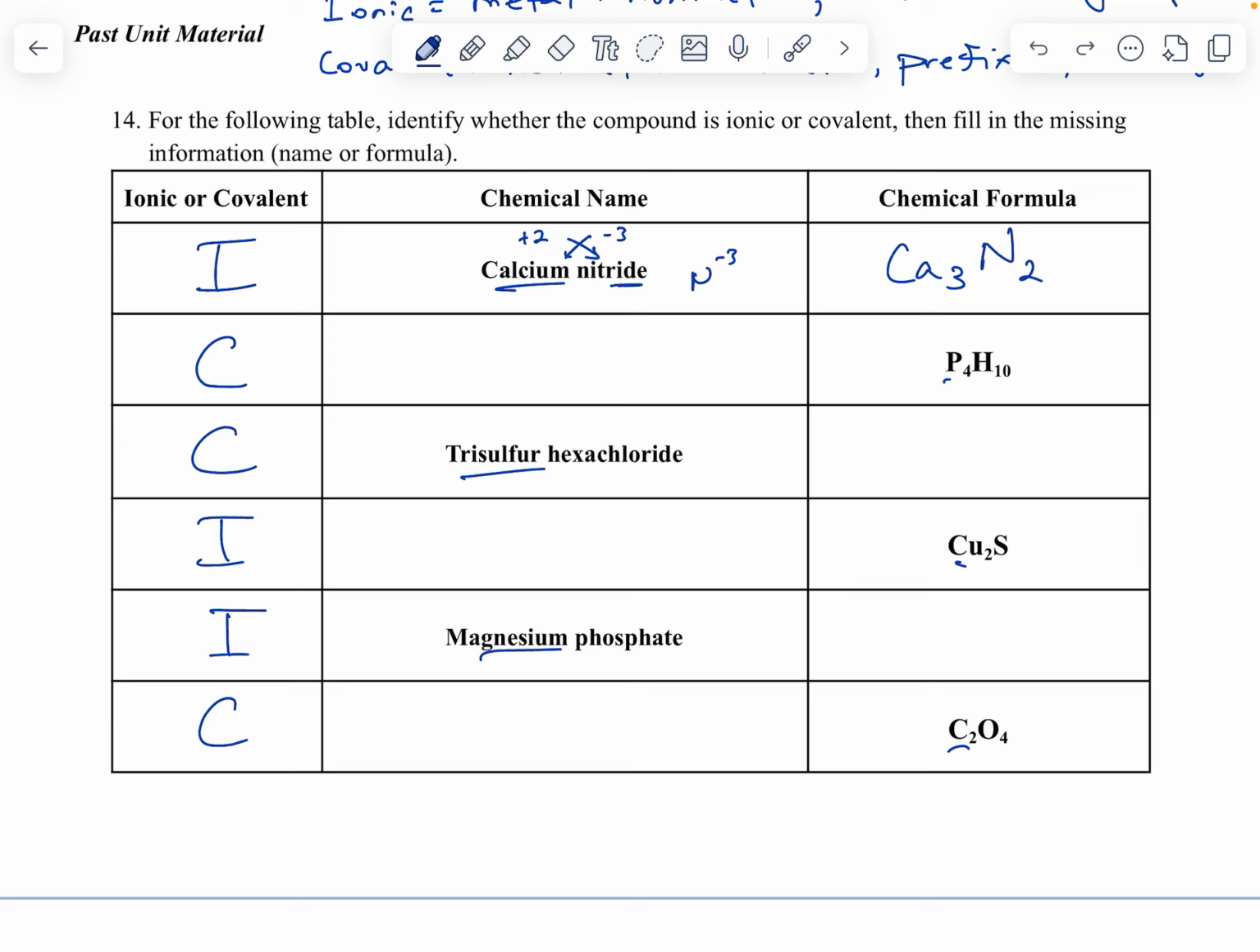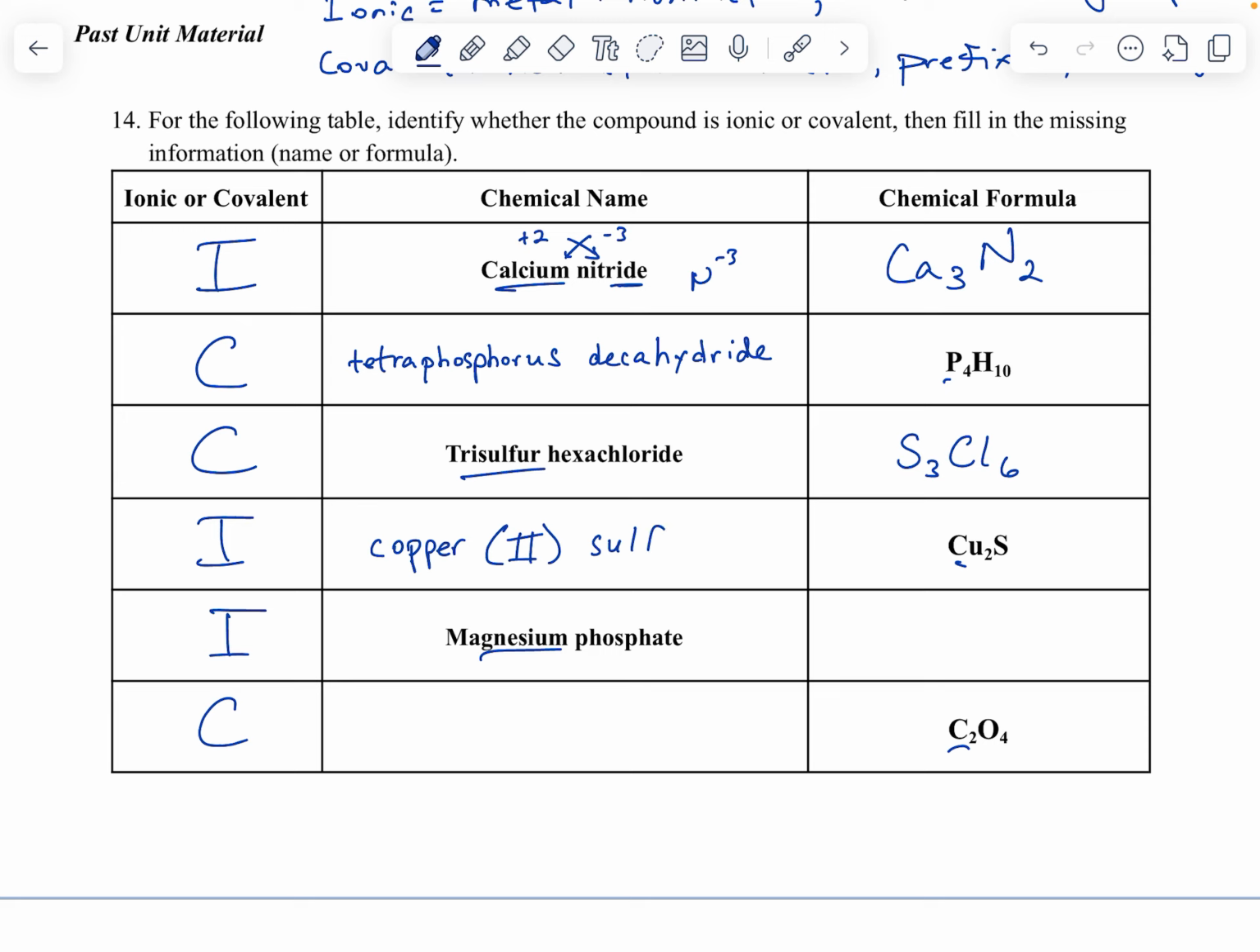P, well, that's phosphorus, and there's 4 of them, so this is actually tetraphosphorus. And then 10 is deca, and hydrogen changes the ending to hydride. Trisulfur, S3, hexachloride, Cl6. This one, copper, is the transition metal, and immediately you're saying, oh, copper's a transition metal, so there's 2 of them, right? So Roman numeral 2, I know I have to put a Roman numeral there.